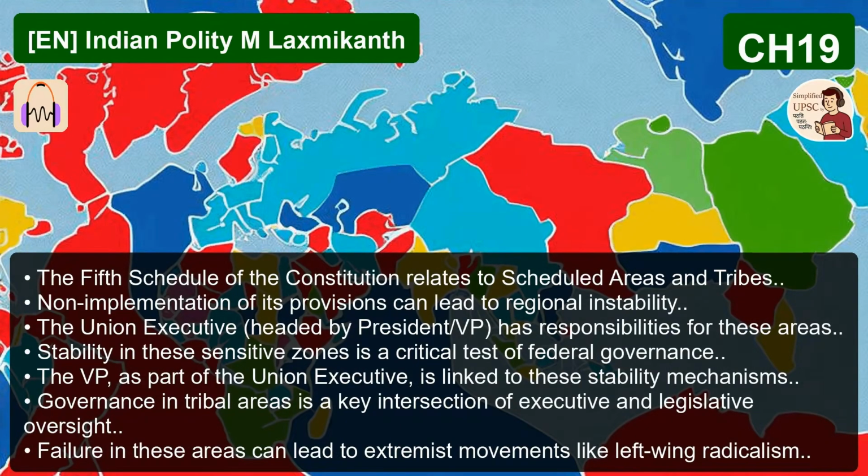That makes the chairman of the Rajya Sabha, the vice president, the procedural custodian of the chamber that holds a fundamental veto over administrative federal restructuring. Absolutely. The second major special power relates to the approval of emergency proclamations. Articles 352, 356, and 360.